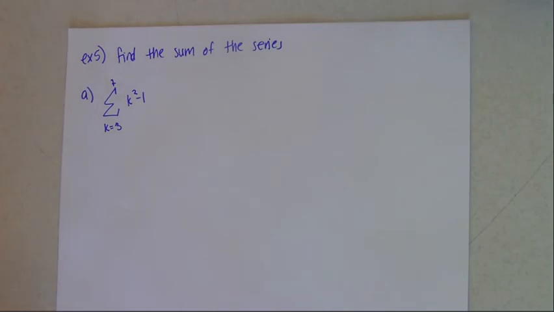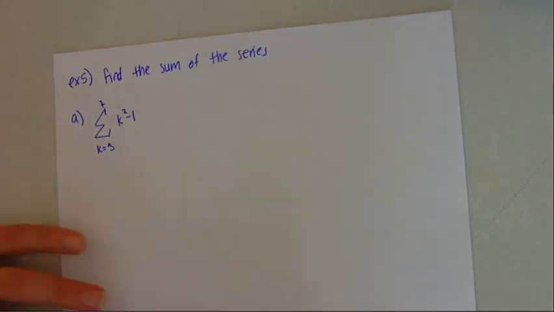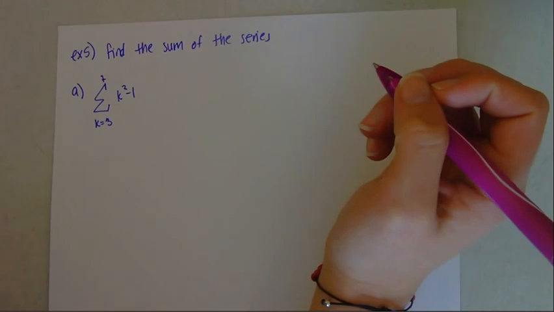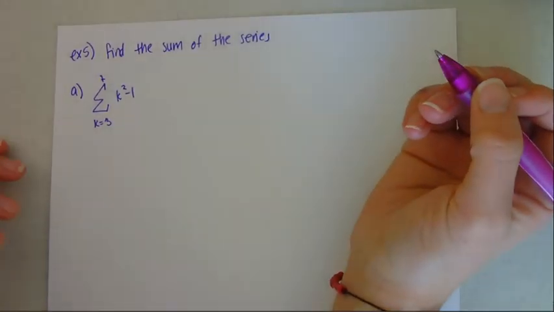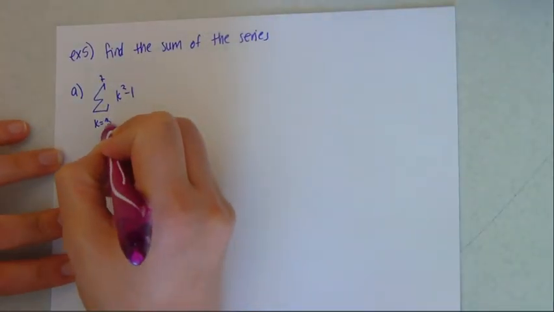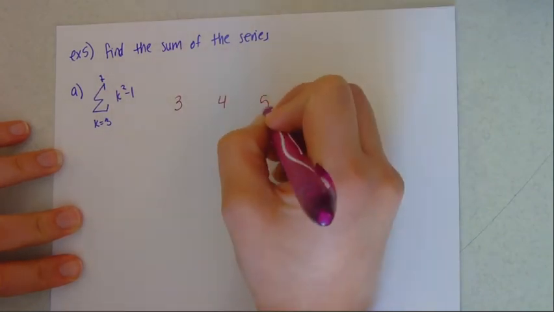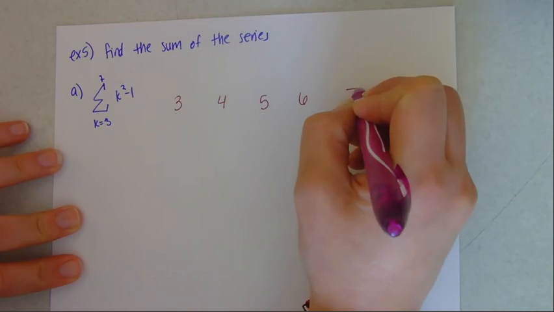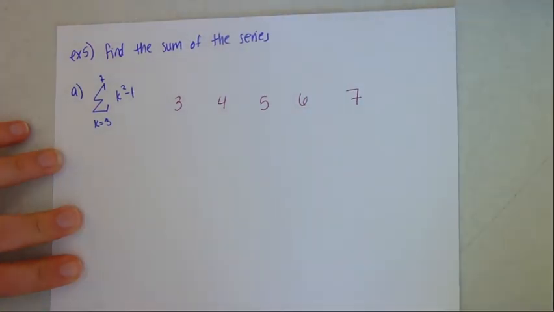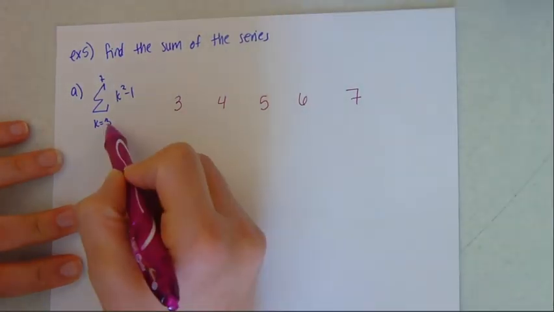All right. Last thing we're going to do is find the sum of a series. We found the sum of arithmetic series. We found the sum of geometric series. Now we're going to find the sum of one of these other series. You can see that we go from 3 to 7, so we are going to find the third term, the fourth term, the fifth term, the sixth term, and the seventh term.